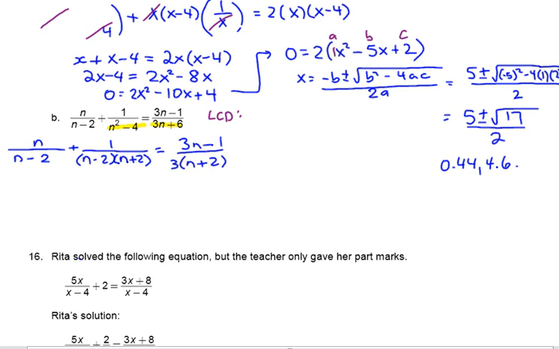And you need an n plus 2 and n minus 2, and a 3. Okay, so I'm going to use this method that we did in class here above. We're going to multiply everybody by the lowest common denominator. So the first guy, we're going to multiply by 3n minus 1 times n plus 2. It's good, right? It gets rid of the fraction.